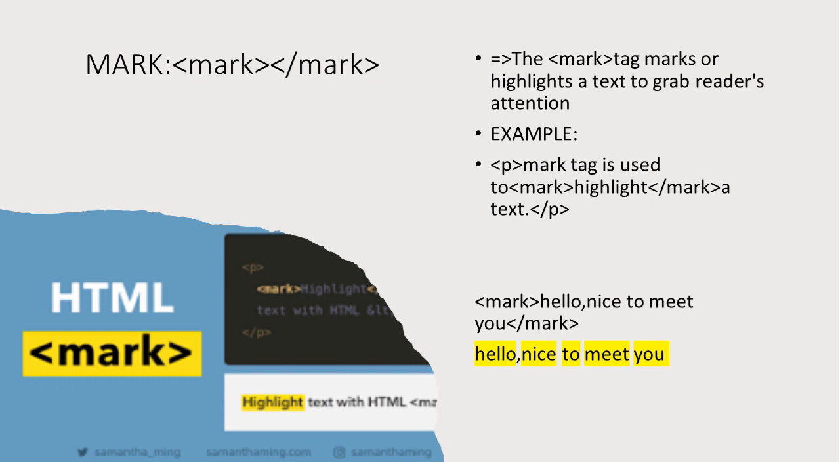And on the last, I have discussed mark. Generally, to highlight points, we use this mark tag. The mark tag marks or highlights a text to grab readers' attention. Look at the example. Hello, nice to meet you. You can see that the result was highlighted. That's what mark does. It will highlight whatever points you need. When you use the mark tag, whatever you want to be highlighted gets a yellow background and it will highlight the given points.